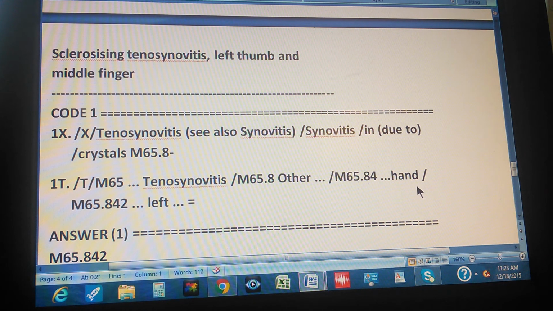M65.84 is hand, because those are in the specific anatomical part that is the hand, which is our problem. The fingers are in the hand. And then M65.842 is the left hand.